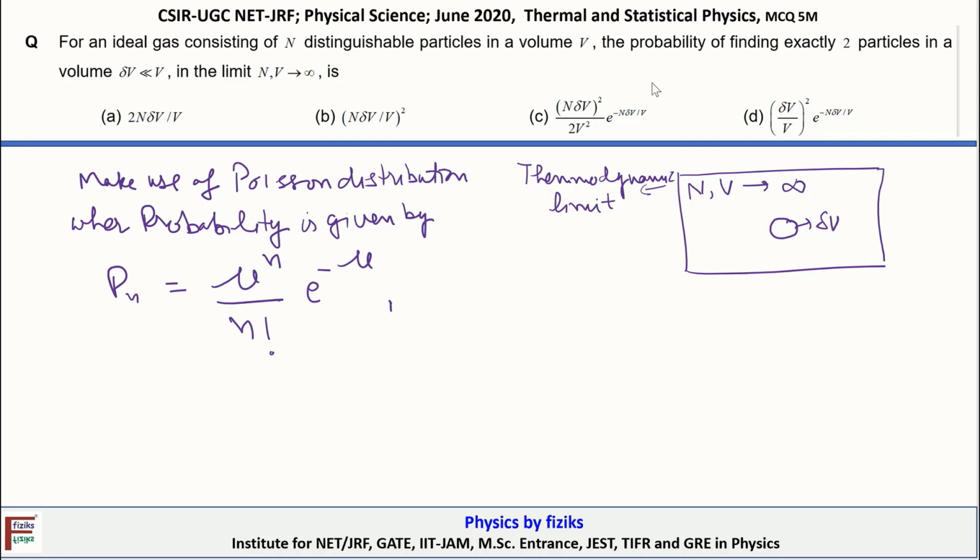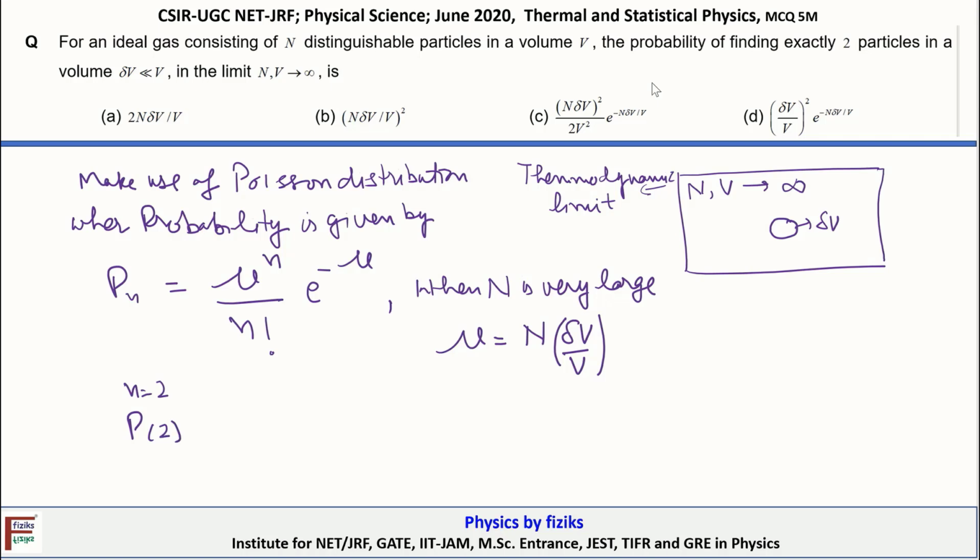When N, the number of particles, is very large, one can write mu, which is called the moment also, equal to N multiplied by the probability, which is delta V by V. Now for n equal to 2, this expression reduces to P2, which will be mu power 2 upon 2 factorial and e power minus mu, where mu is N delta V by V.